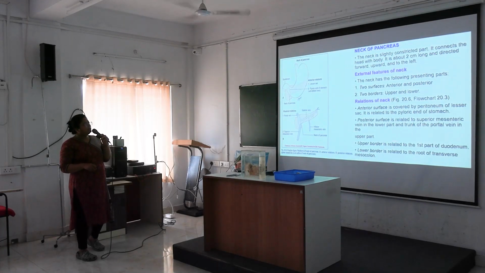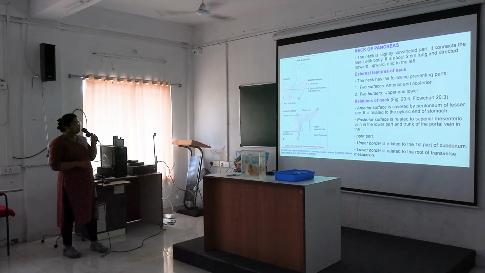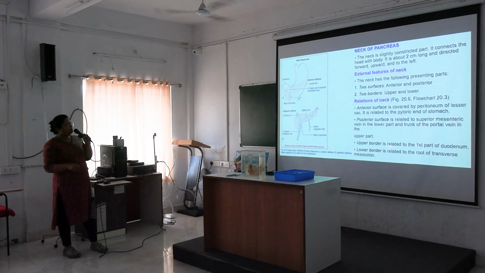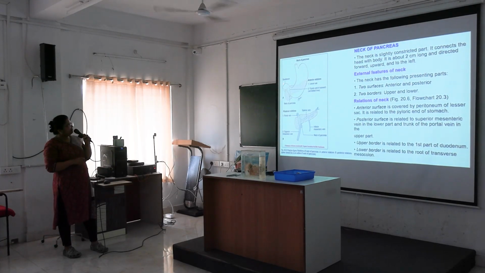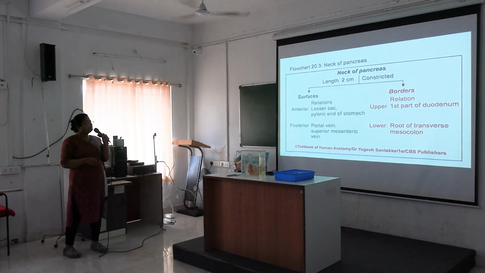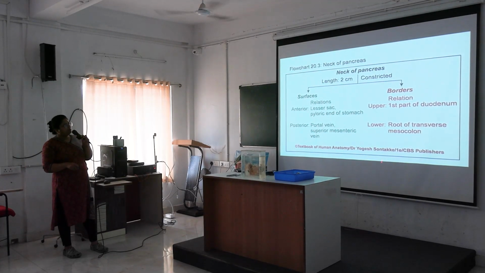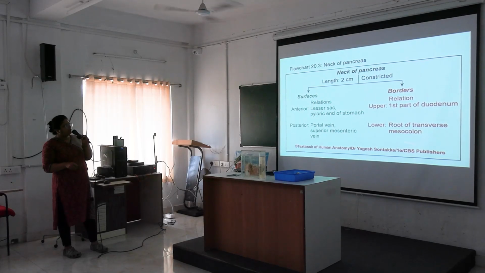And it has two borders, upper border and lower border. The upper border is related to the first part of the duodenum. This is the first part of the duodenum, upper border. The lower border is related to the root of the transverse mesocolon. So the neck has two semi-constricted surfaces, two borders and their relations.